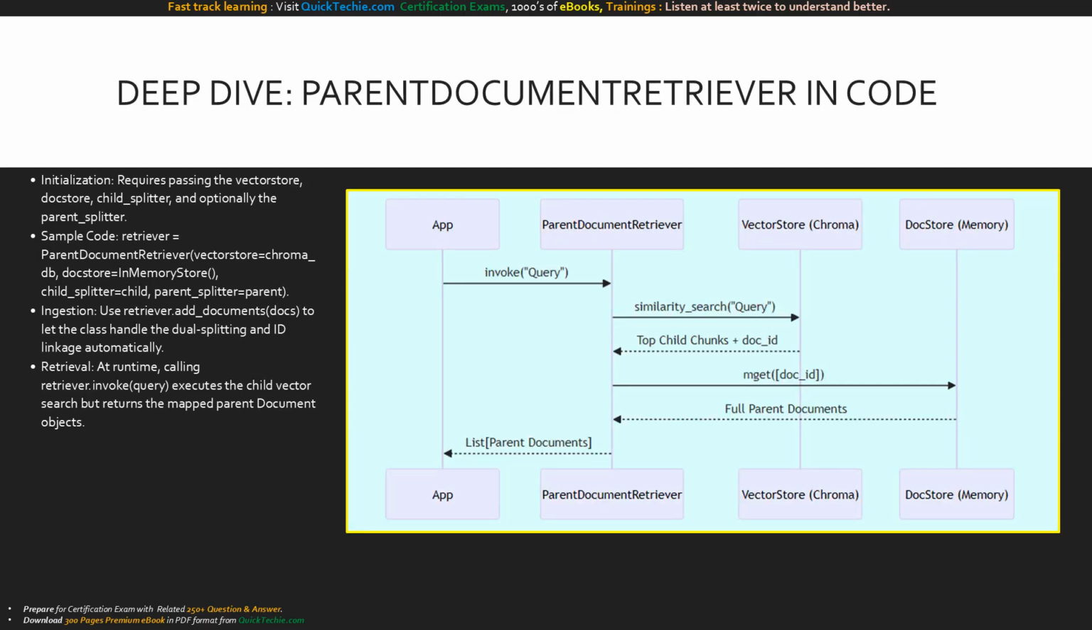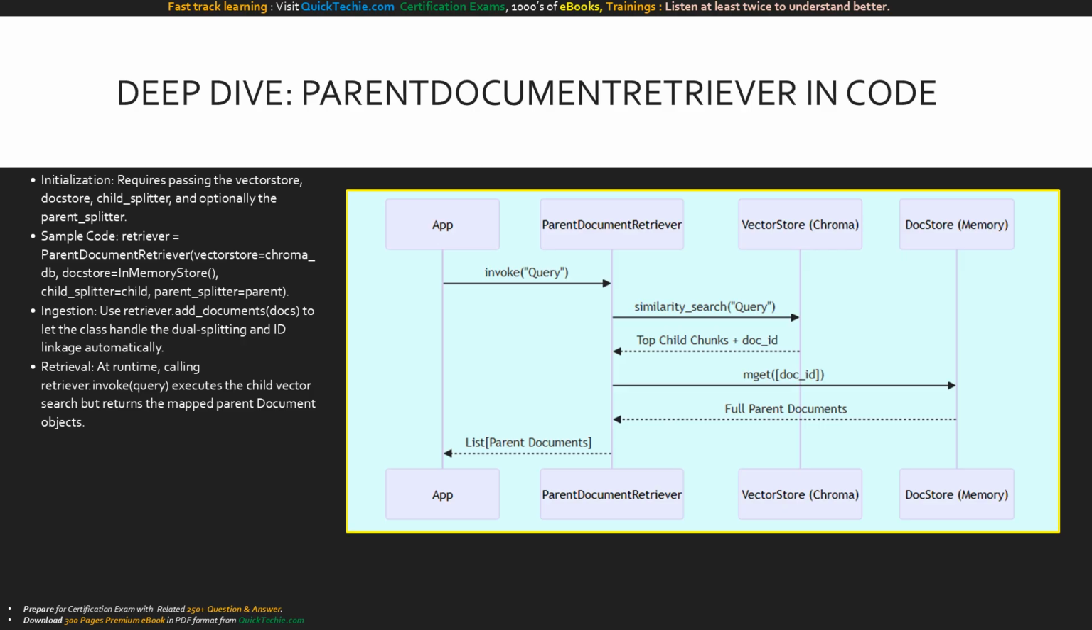Let's deep dive into the code syntax. LangChain gives us a beautiful abstraction called the parent document retriever. You initialize it by passing in four components: your initialized Chroma vector store, an empty in-memory store for the doc store, your child splitter, and your parent splitter. The true power of this class is in the add documents method. When you call it, you don't have to manually manage the database IDs. The class automatically runs the parent split, runs the child split, links them, embeds the children, and saves both stores.